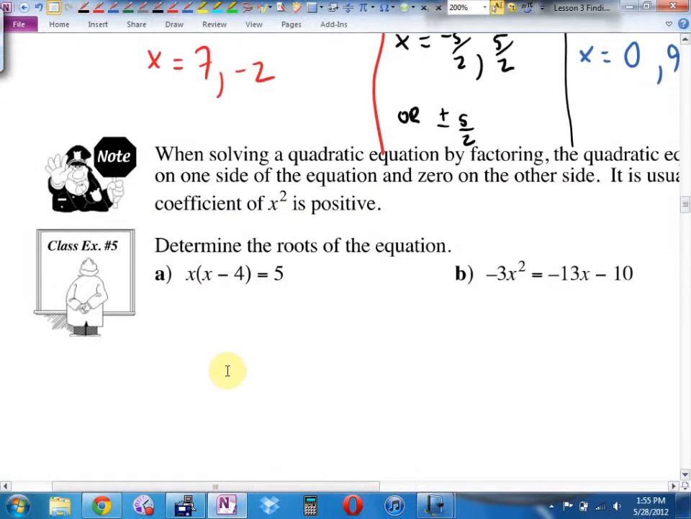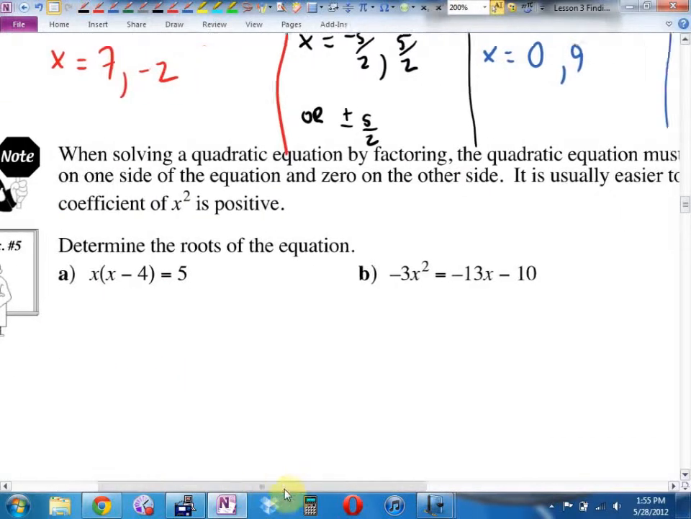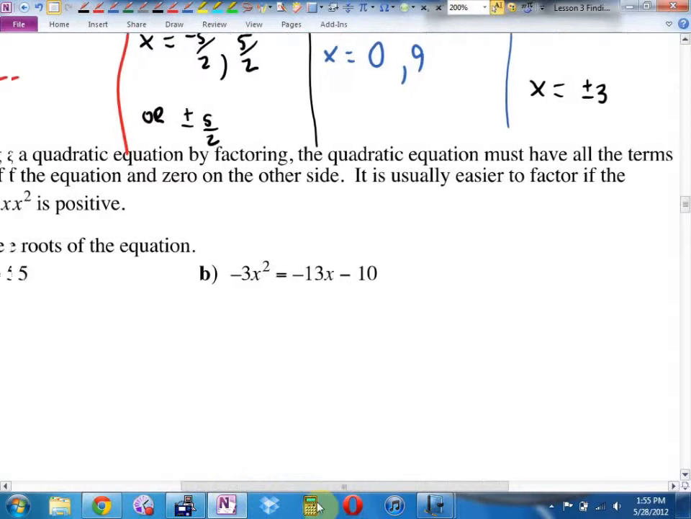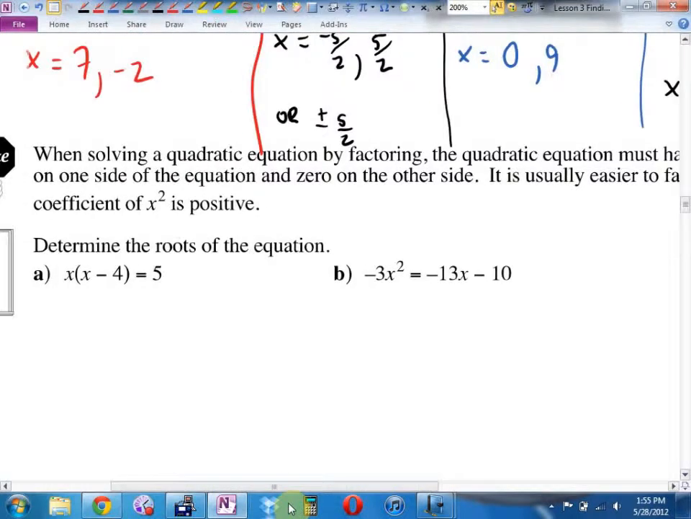It says, when solving a quadratic equation by factoring, the quadratic equation must have all the terms on one side of the equation and 0 on the other side. You know what? That's worth underlining. You have to make it equal to 0. Oh, and then it adds one more point, Nicole. It says, by the way, it's usually easier to factor if the x squared is positive.